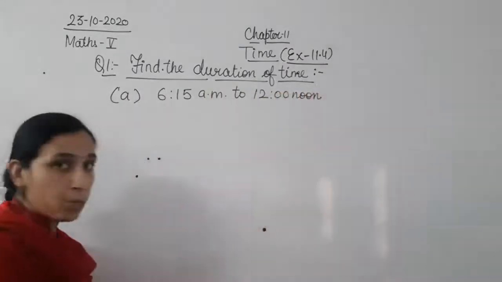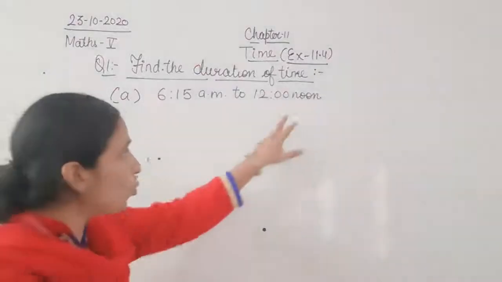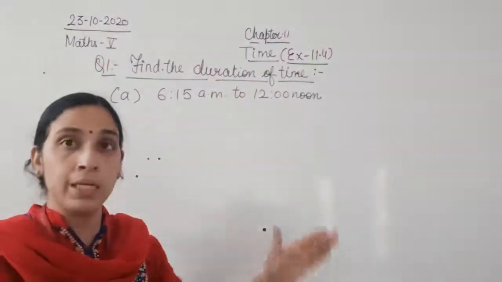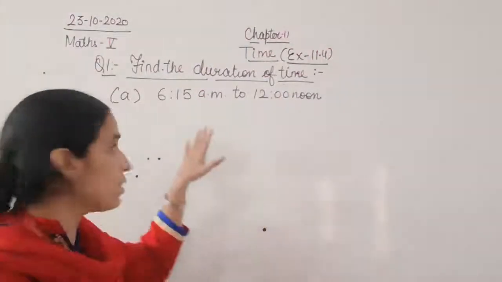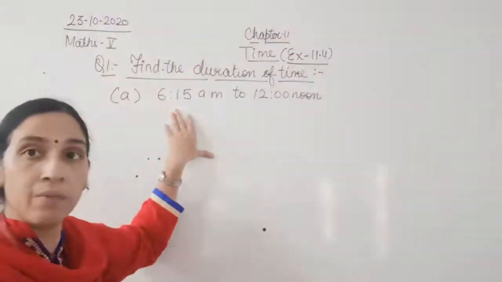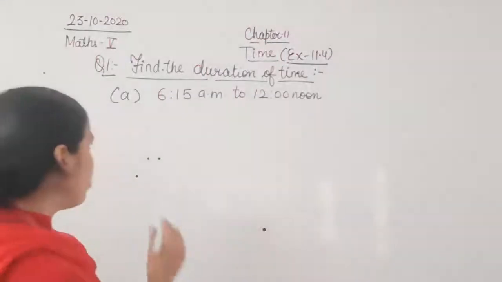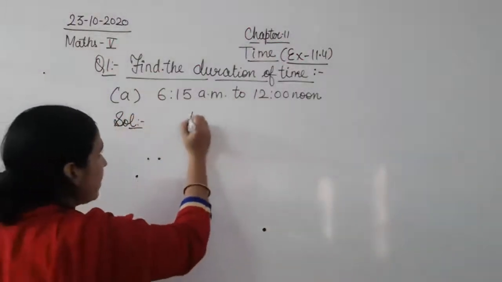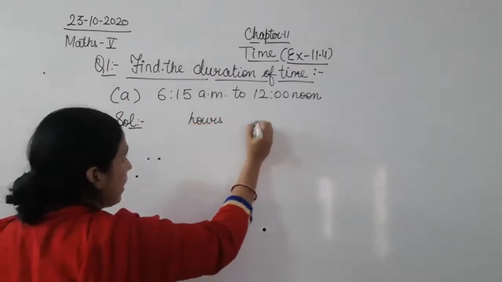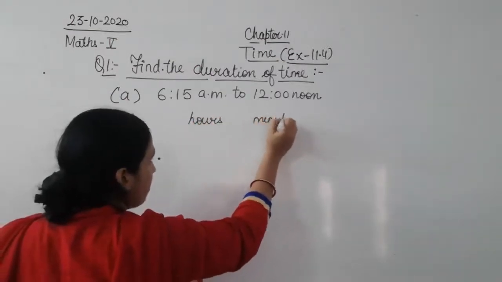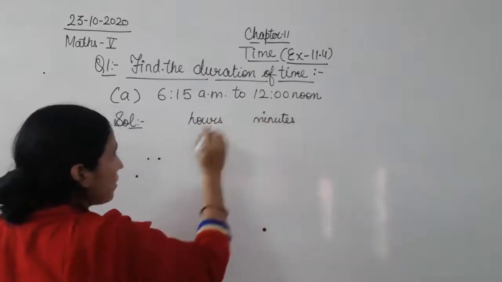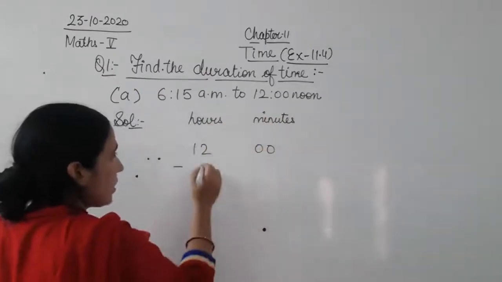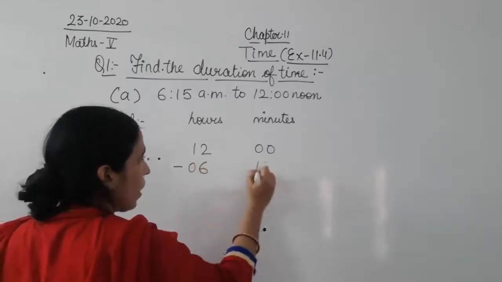Now here you don't need to convert anything. Noon will remain 12:00 hours, and this will be 06:15 hours. So what will we do? Simply we will do the subtraction. We'll write here hours and then we will write here minutes. Then 12:00, do the subtraction, 6:15.